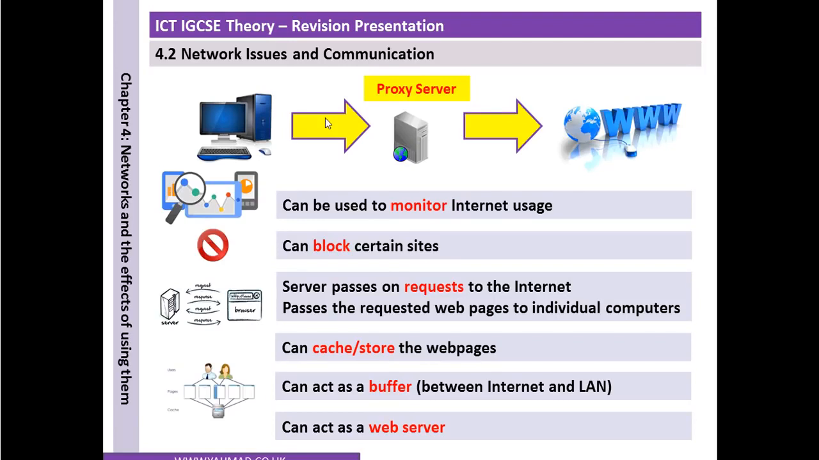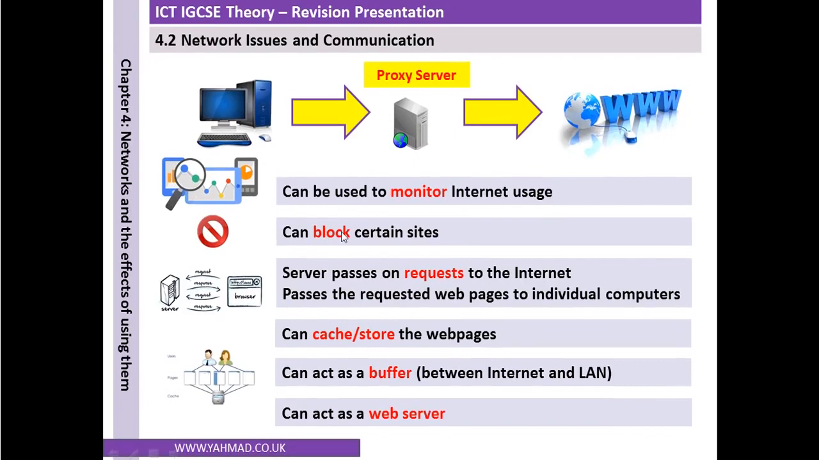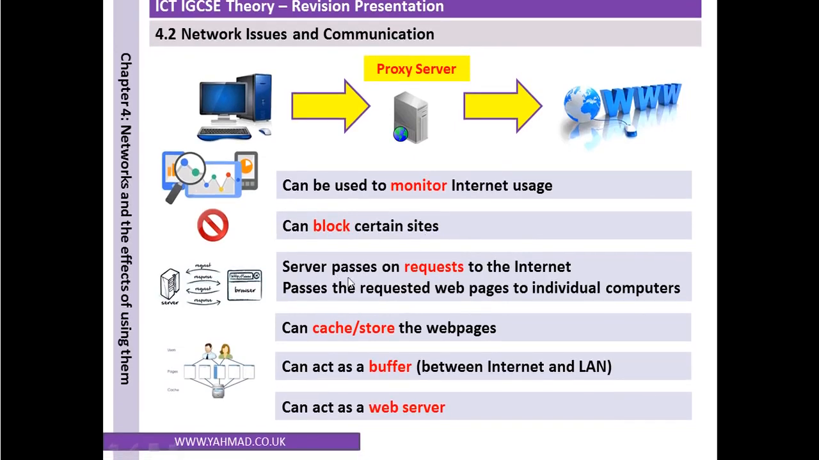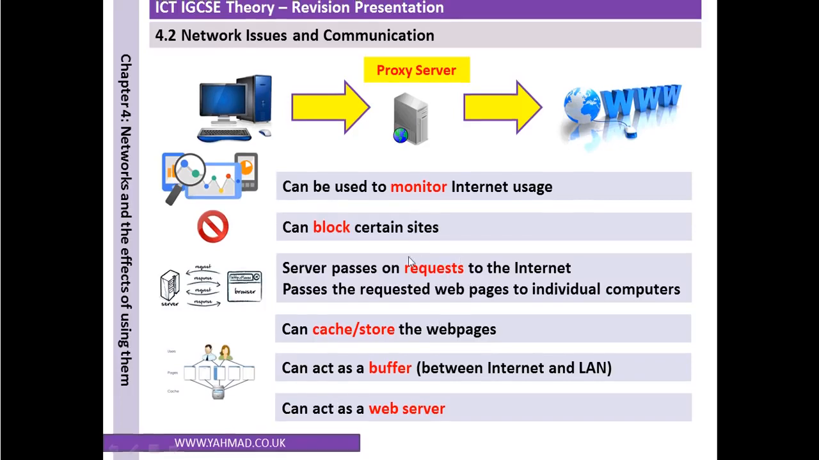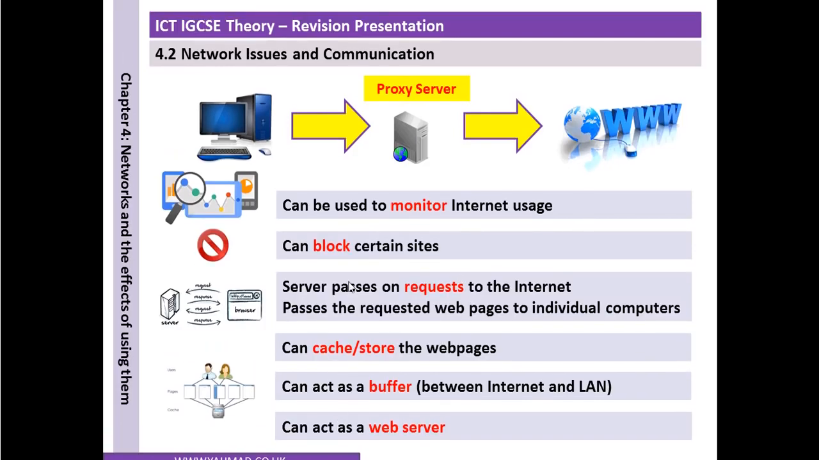Okay, so the role of a proxy server in a network is also very important. So a proxy server can be used to monitor internet usage. It can block certain websites. The server passes on requests to the internet, so passes the requested web pages to individual computers, can store, cache the web pages, can act as a buffer between the internet and a LAN, can act as a web server. I think the main purpose of the proxy server is basically to monitor internet usage and to block certain websites.